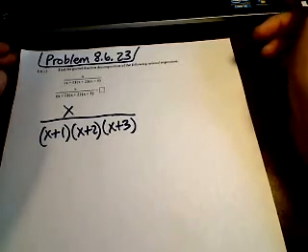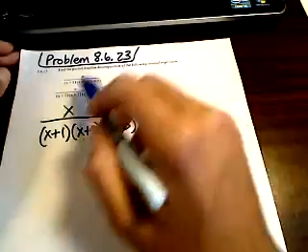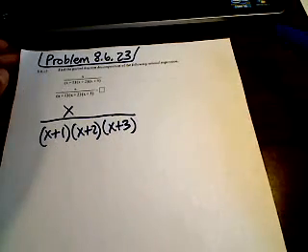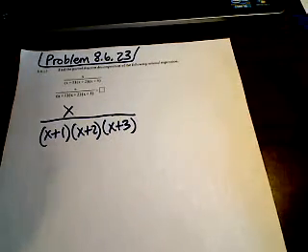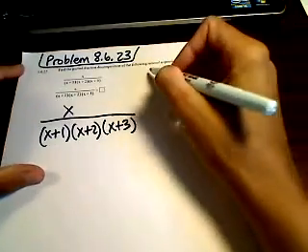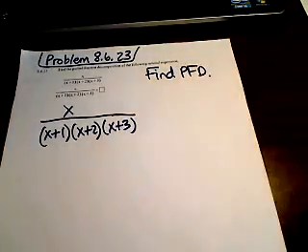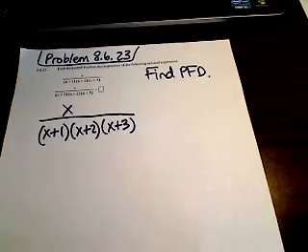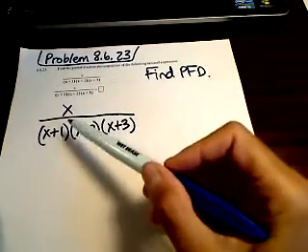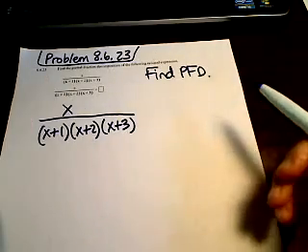Okay, so this is problem 8.6.23, and you can't really read the directions there, but the directions say find the partial fraction decomposition of the following rational expression. So what we're doing is we're finding the PFD, partial fraction decomposition, okay? And this is the problem we're working with, x over (x plus 1)(x plus 2)(x plus 3).